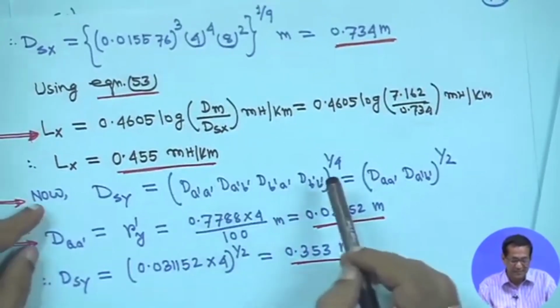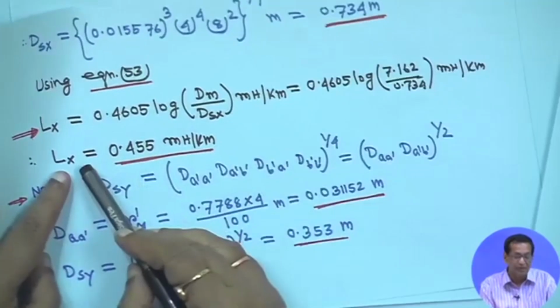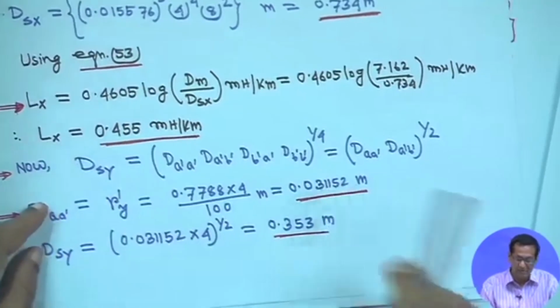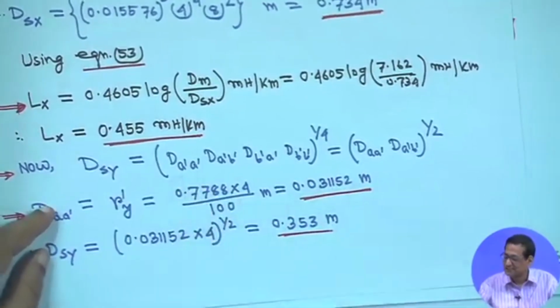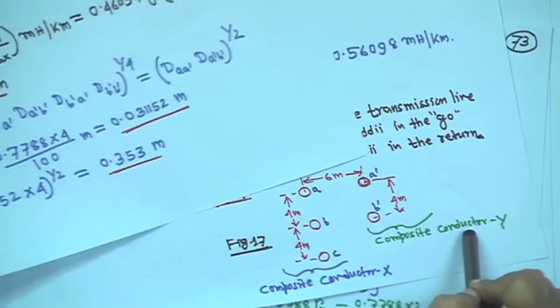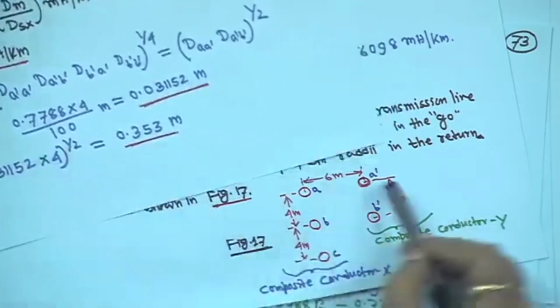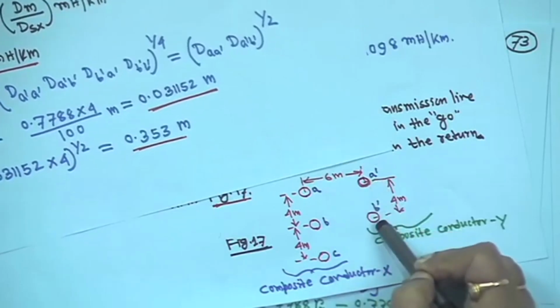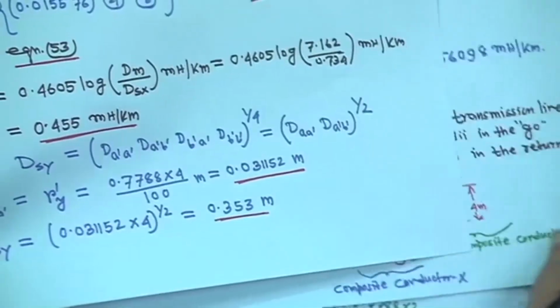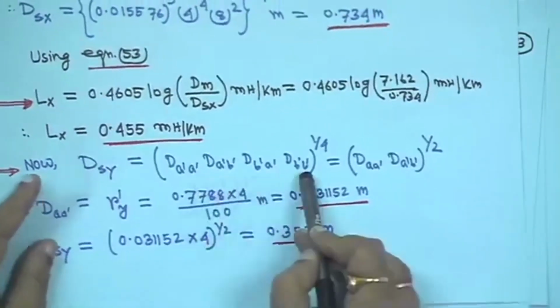Now, for the mutual case, dm will remain the same when you calculate Ly; it is unchanged, only dsy will be different. Here you have 2 conductors in composite conductor y. So in this case dsy will involve dA'a', dA'b', dB'a', and dB'b'.